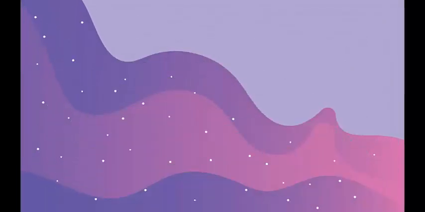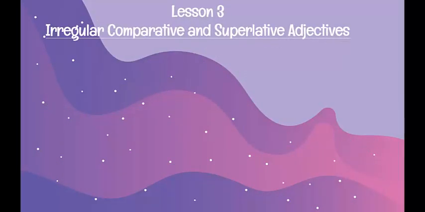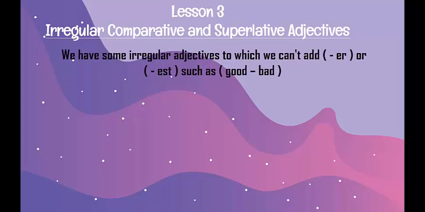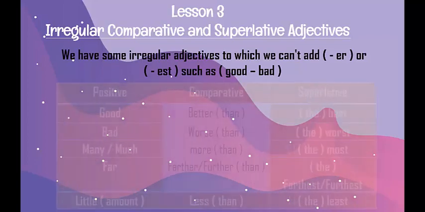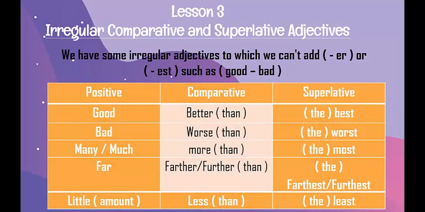Okay, at the last session we talked about comparative and superlative with long and short adjectives, but today we're talking about irregular comparative and superlative adjectives. The first one, we have some irregular adjectives to which we can't add er or est, such as good and bad. But what can we do? Today we have irregular comparative and superlative. Here we have a list of these adjectives.